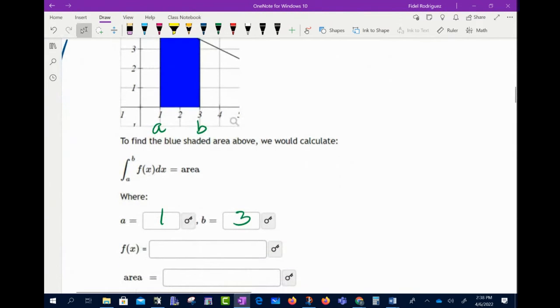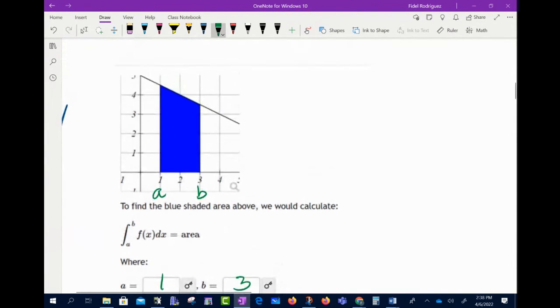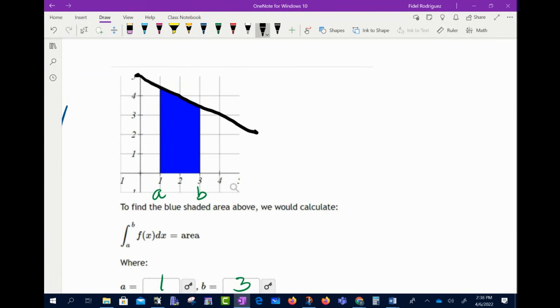Okay. Now, what I need to do is I need to figure out, can I find a function? Can I find an equation, y'all, for that line right there? Okay. Let's think about it this way. Okay. Y'all, remember this formula here? y equals mx plus b? Okay, so let's do this.